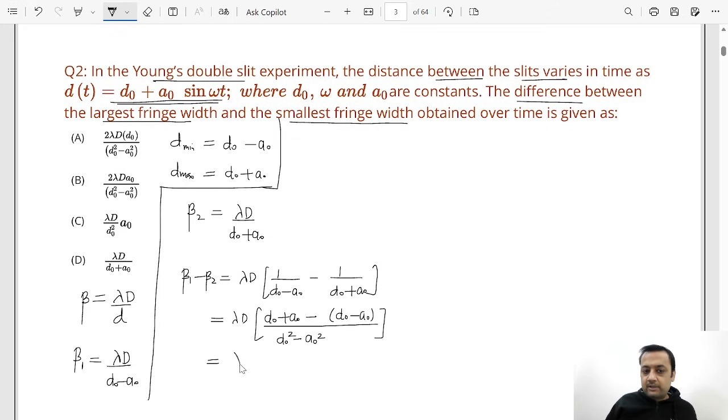So in the numerator, what do we get? The d naught and d naught get cancelled, and here it will become 2a naught upon d naught square minus a naught square. So I think option A is wrong, option B is correct. All right, I hope you have understood. All right, let us see the next question.